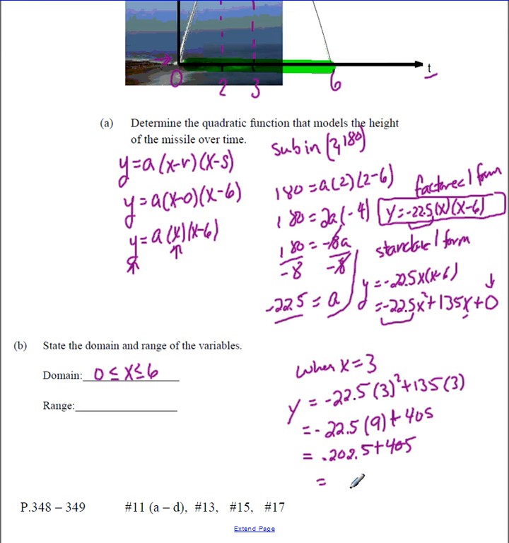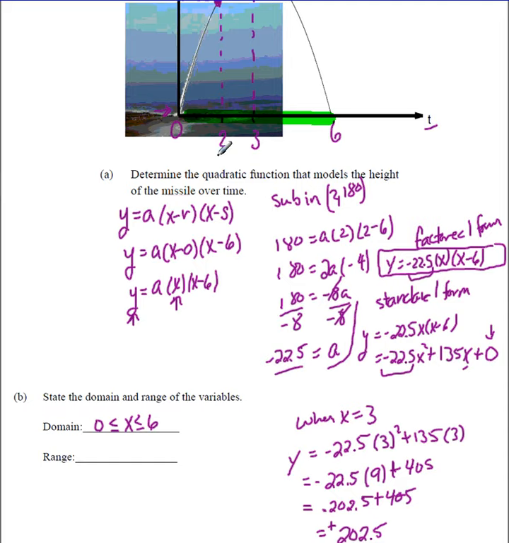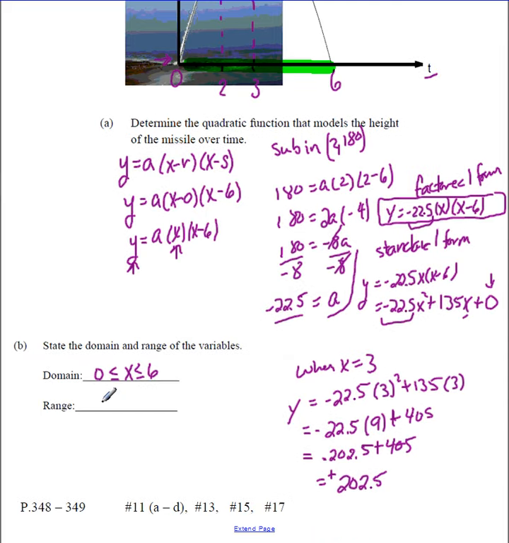And we get a height of 202.5. That's a positive answer, which should make sense because our height should be positive. So the range, since there's a maximum value, all your y values are less than or equal to the maximum, or less than or equal to 202.5.